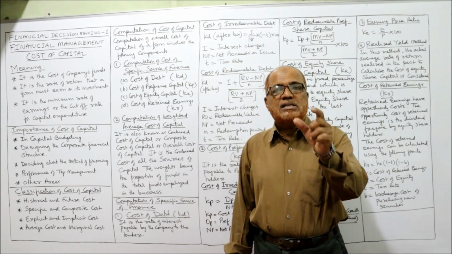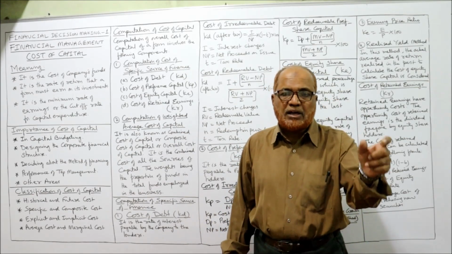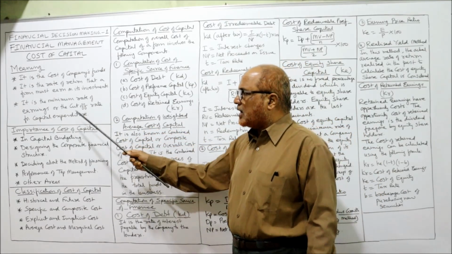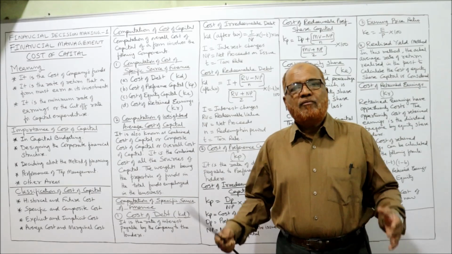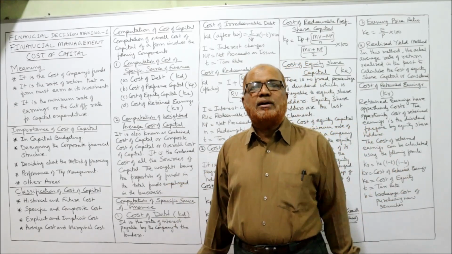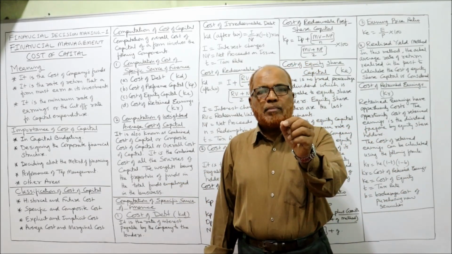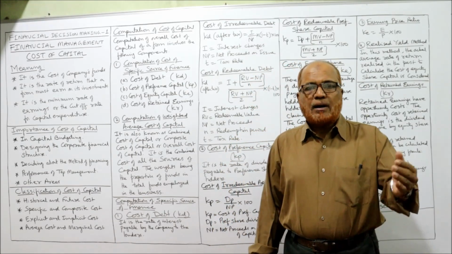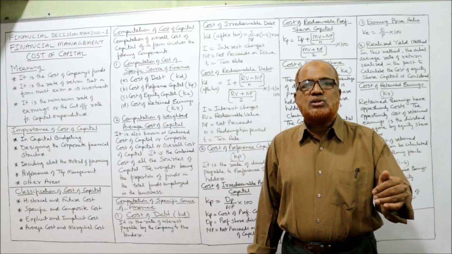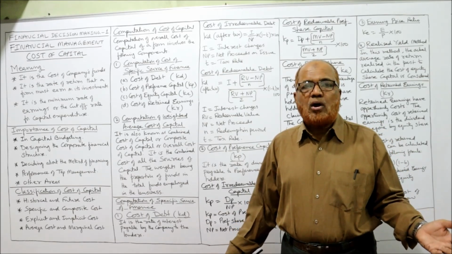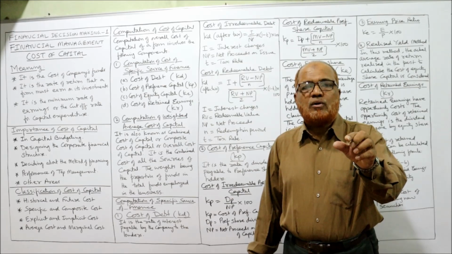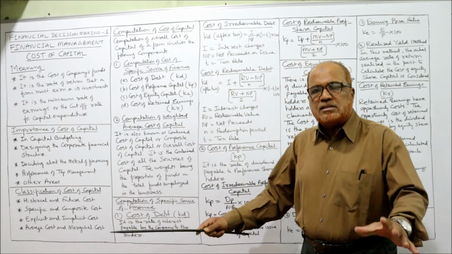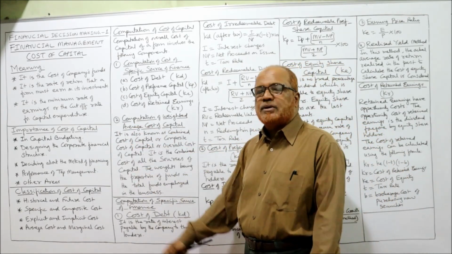So cost of capital is that rate of return which must be earned on the investment. Next, it is the minimum rate of earning or the cut-off rate for capital expenditure. Whenever the business spends money on capital expenditure, the minimum rate or cut-off rate is the cost of capital. If the company is earning less than this cost of capital, then the company will incur loss. So it is the minimum cut-off rate which must be earned on capital expenditure. This is the meaning of the term cost of capital.